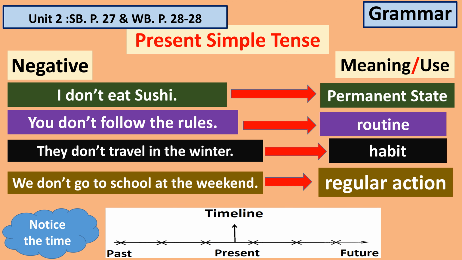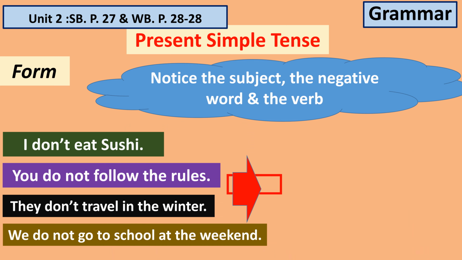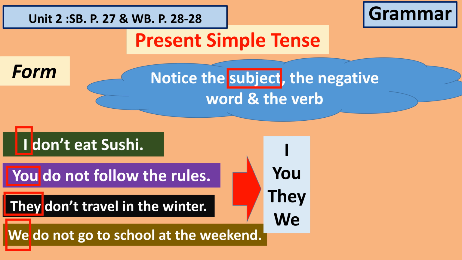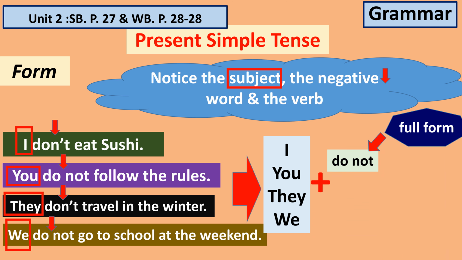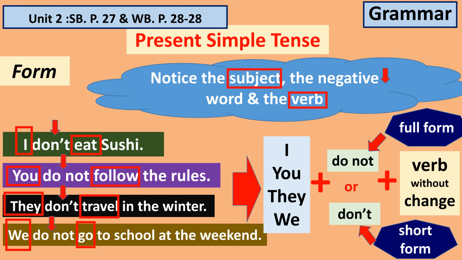Did you notice the negative form of the verb? How do we negate the verb? By using don't. Notice the subject here. We have I, you, they, we. How do we negate them? By adding do not. The full form, and the short form is don't. Okay. How do we form present simple? That's right. Then we have the verb without change. Got this one?